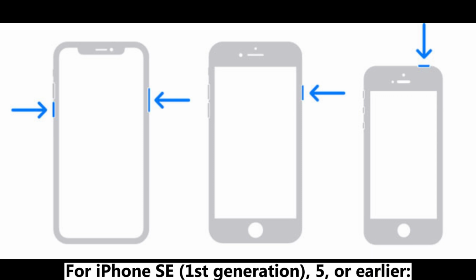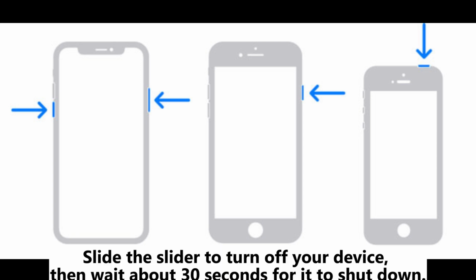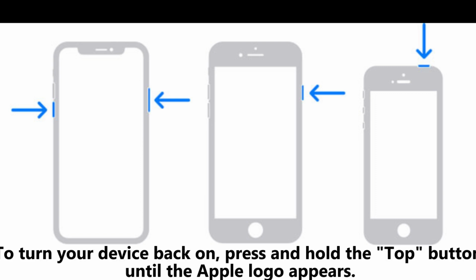For iPhone SE 1st generation, 5 or earlier, press and hold the top button until the power off slider appears. Slide the slider to turn off your device, then wait about 30 seconds for it to shut down. To turn your device back on, press and hold the top button until the Apple logo appears.